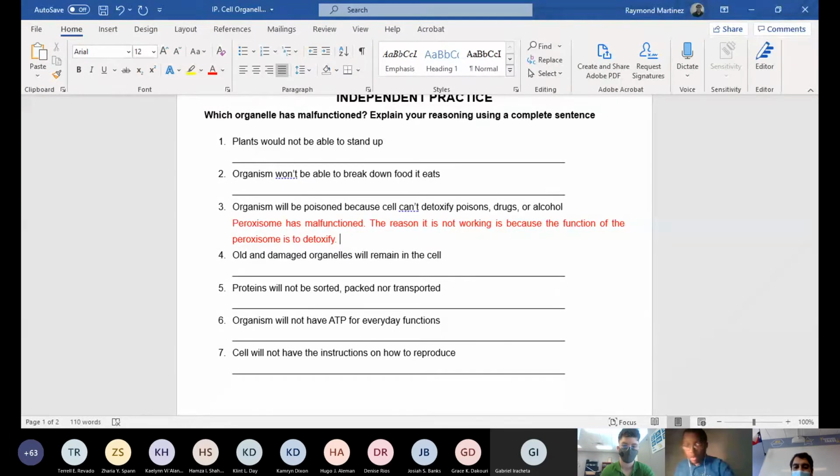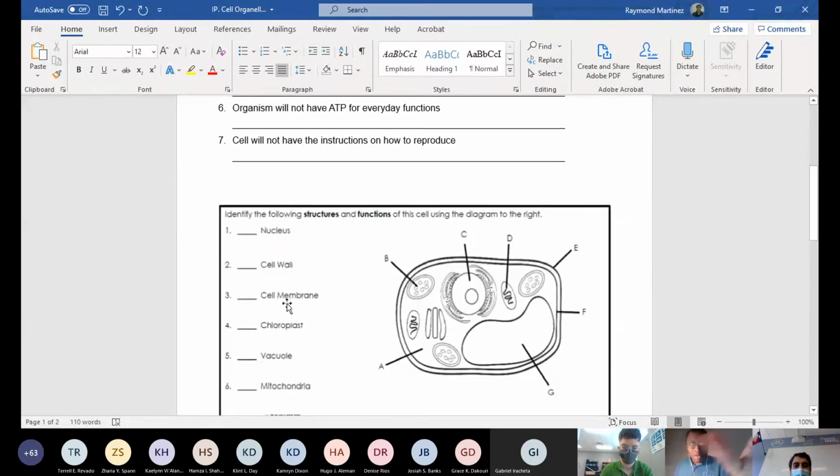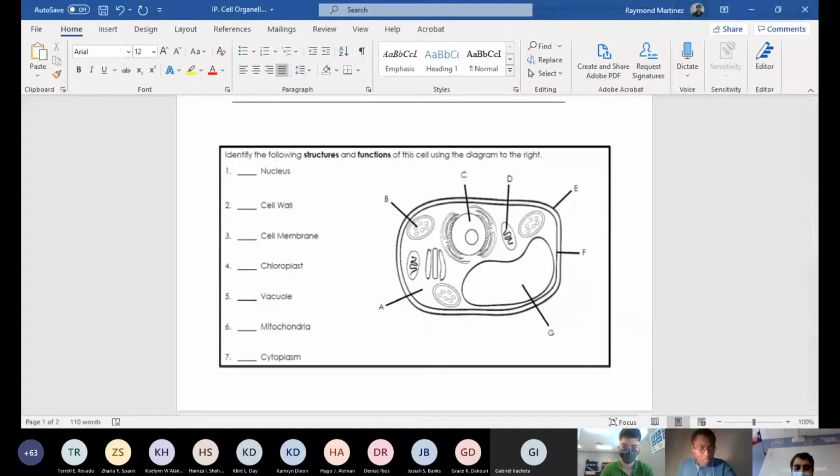Okay, so I'm going to give you about 10 minutes to work on this. It shouldn't take you too long, and then we're going to move on to the exit ticket. Are there any questions before we move on?